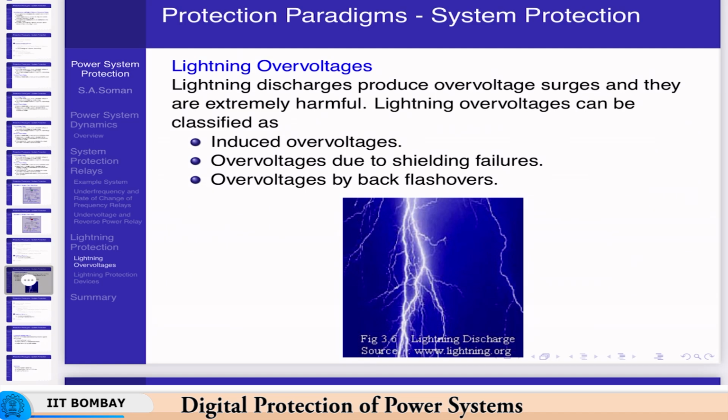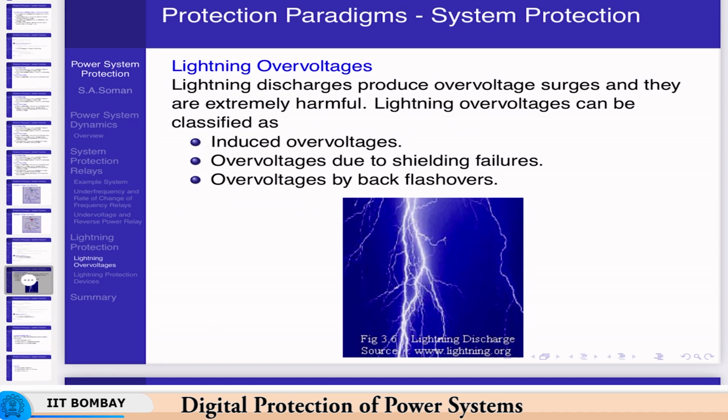The lightning over voltages can be classified into three parts. We are talking of transmission lines here, because a substation is usually well protected. So the likelihood of a lightning strike is more on the transmission line. It will strike the transmission line and a travelling wave will be set up and enter the substation. There it will need to be protected.